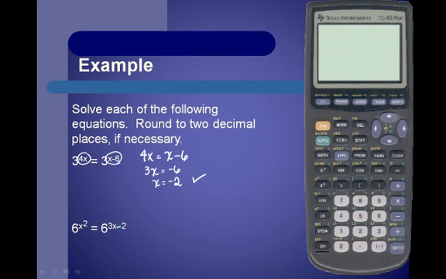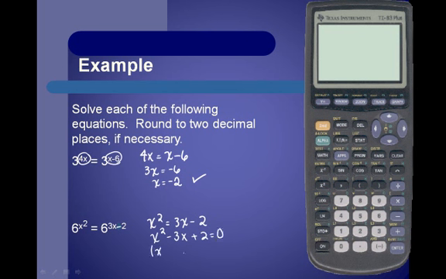Okay, same thing on this equation. 6 to the power of x squared equals 6 to the power of 3x minus 2. Because the bases are 6, that means in order for that equation to be true, the powers have to be equal, which means x squared has to equal 3x minus 2. Well, this is a quadratic because the highest power is 2. So to solve this, we're going to set it equal to 0, which means we're going to subtract 3x from both sides. We're going to add 2 to both sides.